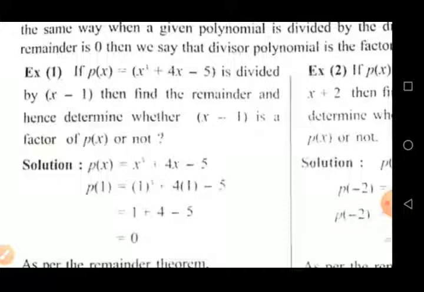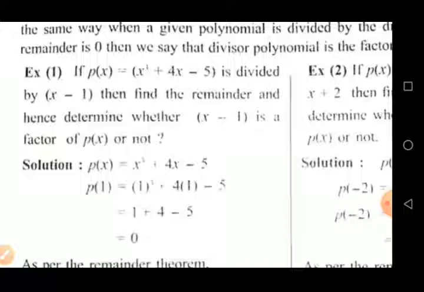Now put x is equal to 1 in the dividend polynomial. p of 1 equal to 1 whole cube plus 4 into 1 minus 5. 1's cube means 1. 4 into 1 means plus 4, minus 5. Plus 1 plus 4 means plus 5, minus 5 is equal to 0.